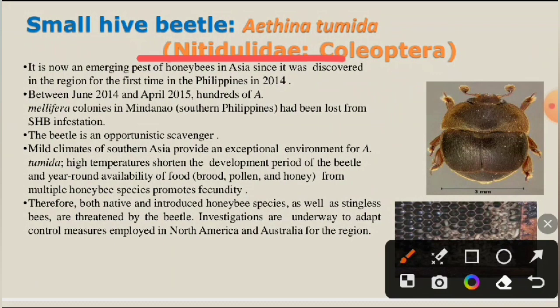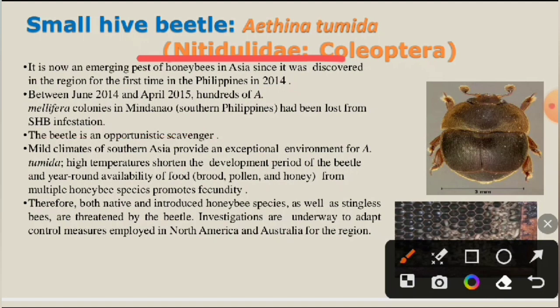So it is now an emerging pest of honeybees in Asia, since it was discovered in the region for the first time in Philippines in 2014। ये एक emerging pest है, especially ये insect pest honeybees में पहले नहीं पाया गया था। अनहाइजीनिक condition में ही ये भी insect ज़्यादा infestation करता है। Then between June 2014 and April 2015, hundreds of Apis mellifera colonies in Mindanao, southern Philippines have been lost from small hive beetle infestation.